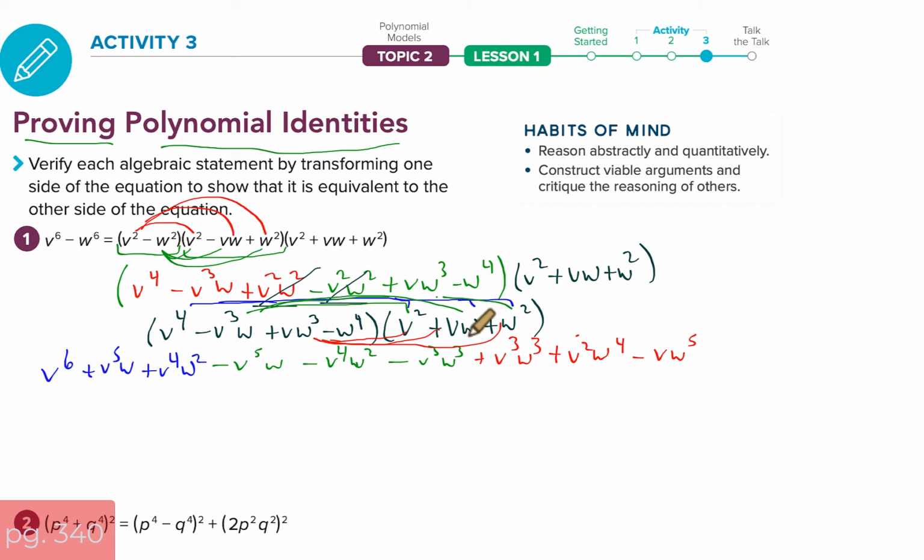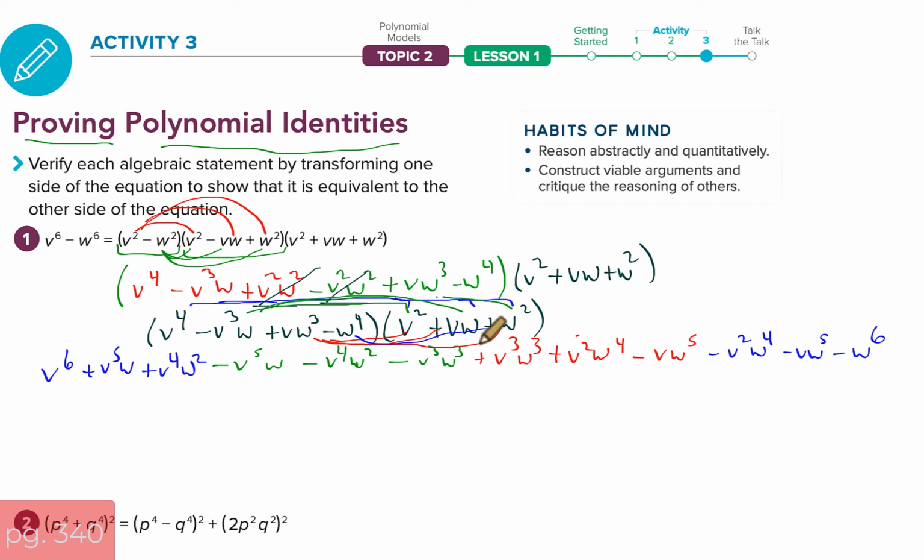Negative w to the fourth times v squared is negative v squared w to the fourth. As I said, I try to keep it alphabetical so I can see what's matching up. Negative v squared w to the fourth, and then a negative v w to the fifth, and then these last two terms give negative w to the sixth. Whoa, there are so many terms. I'm sure I misspoke in there somewhere.